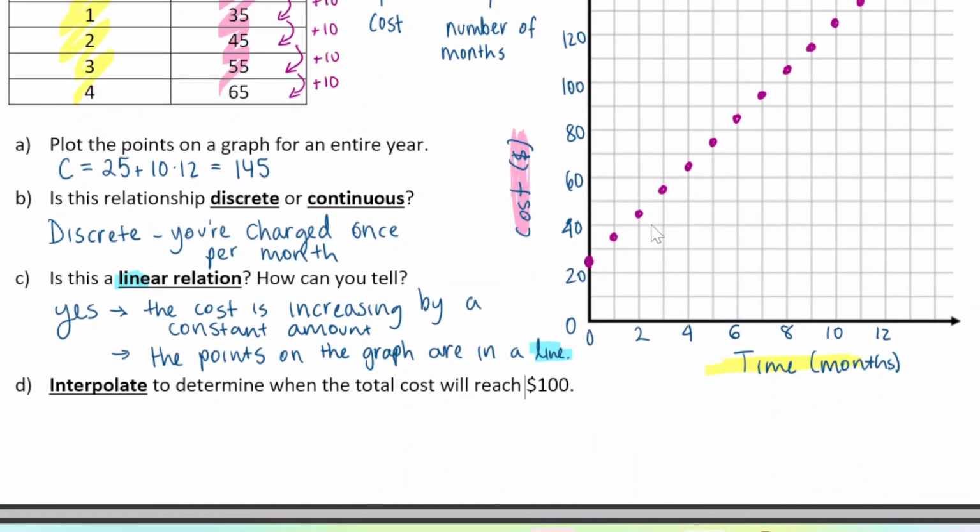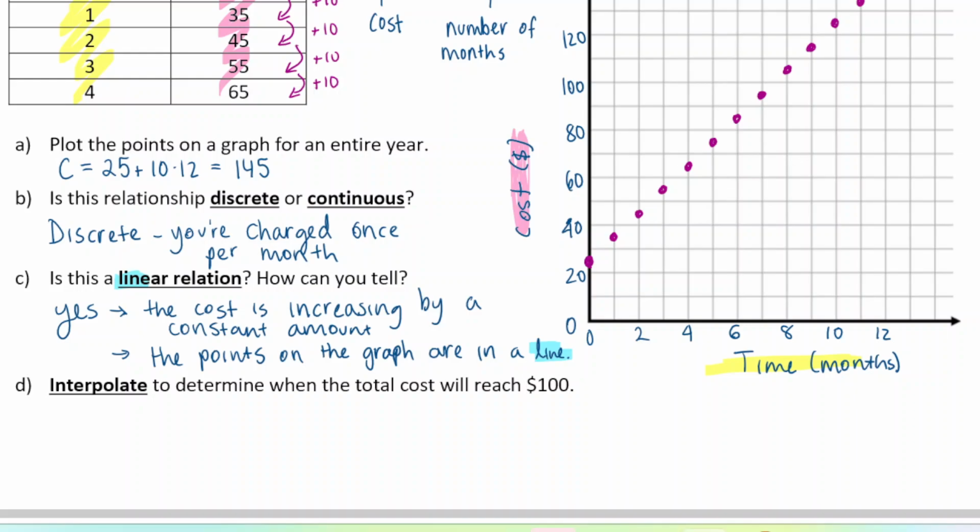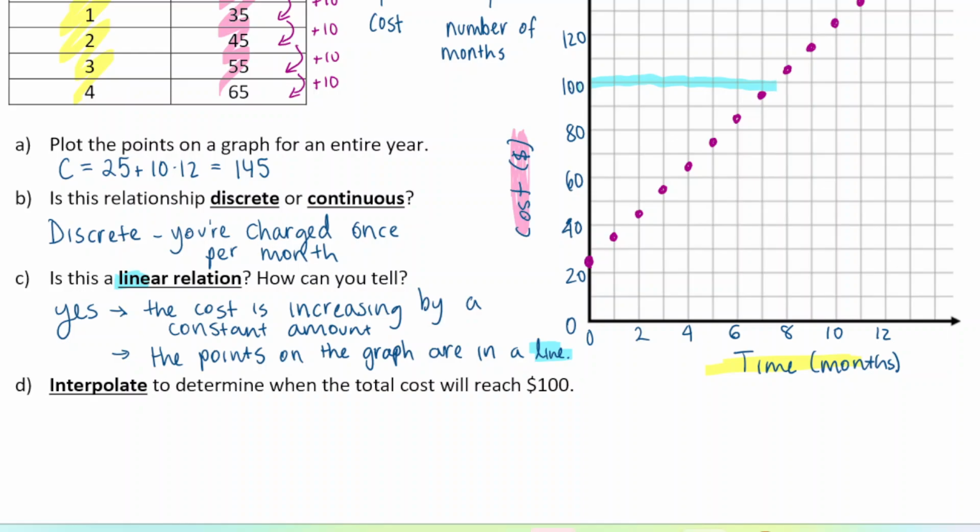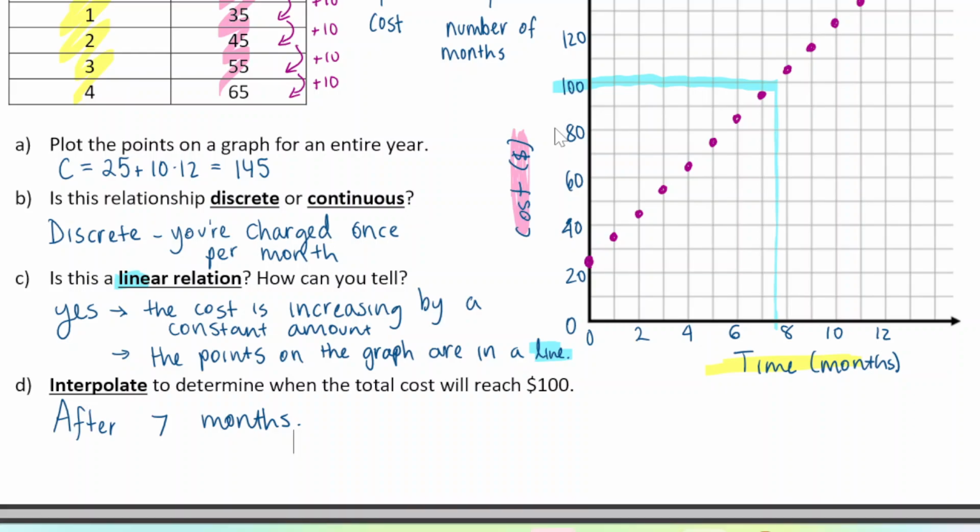Okay. Interpolate to determine when the total cost will reach $100. So I'm going to use my same highlighter here. Here's $100. And so it looks like it's going to be after you hit 7 months, between 7 and 8 months. So I'm going to put after 7 months. That's when your cost will be over $100.